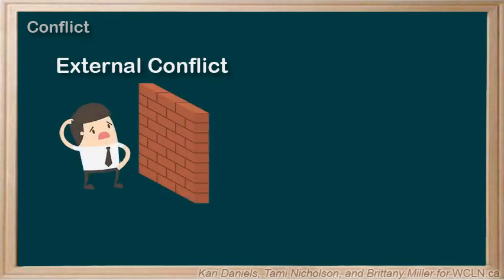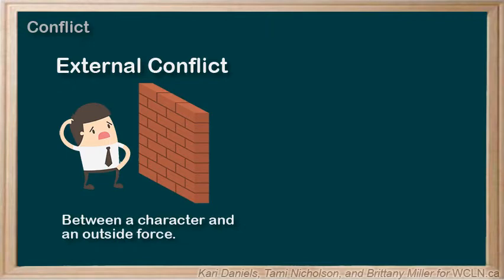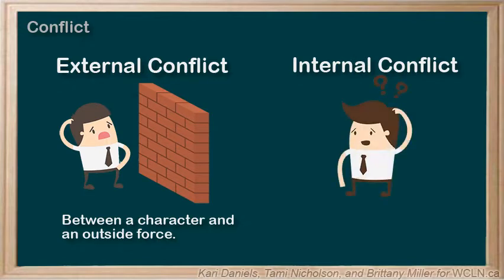There are two main types of conflict. There is external conflict. External conflict takes place outside the character. It is between the character and an outside or external force. There is also internal conflict. Internal conflict takes place inside the character. It is a struggle within the character.